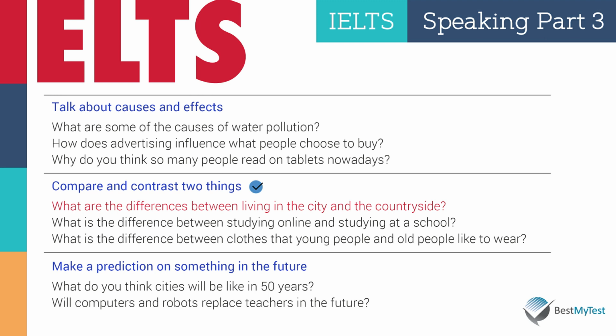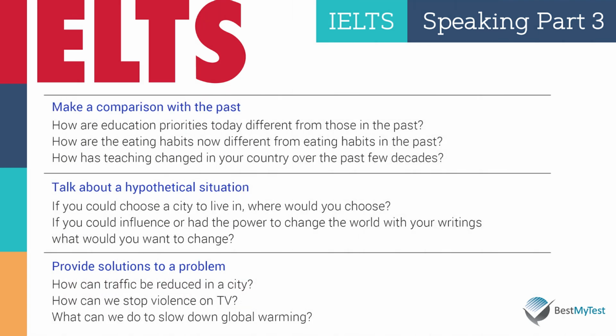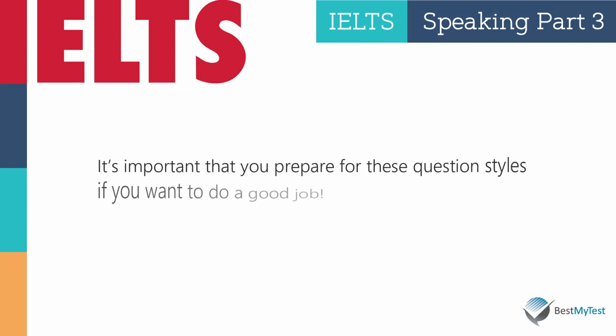Maybe you'll compare and contrast two things, like, what are the differences between living in the city and the countryside? Maybe they'll ask you to make a prediction on something in the future, like, what do you think cities will be like in 50 years? Maybe they'll say to make a comparison with the past, like, how are education priorities today different from those in the past? Or maybe you'll talk about a hypothetical situation, such as, if you could live in any city you want, where would you choose? Or maybe they'll ask you to provide solutions to a problem, such as, how can traffic be reduced in a city? So all of these question styles are what you could encounter in part 3. It's important that you prepare for these question styles if you want to do a good job.